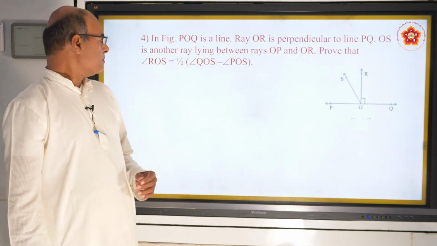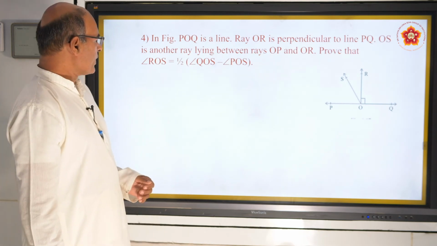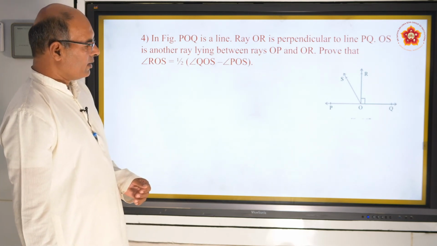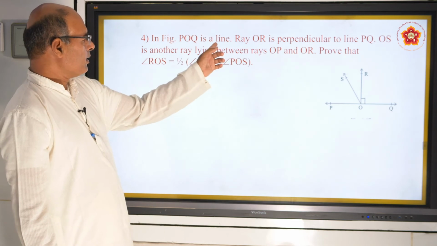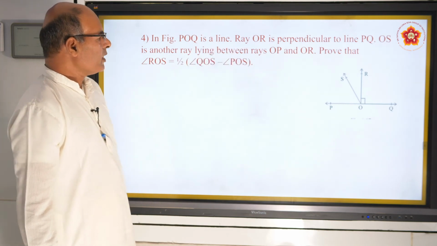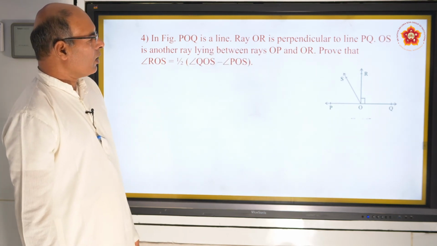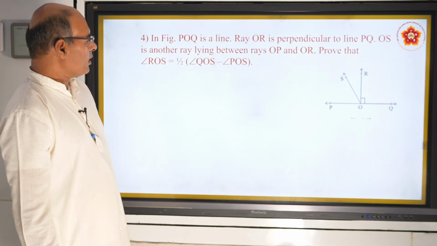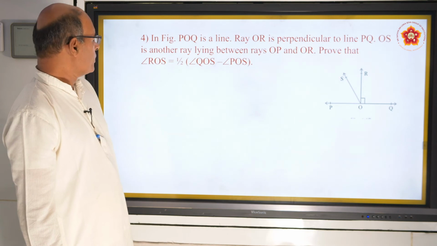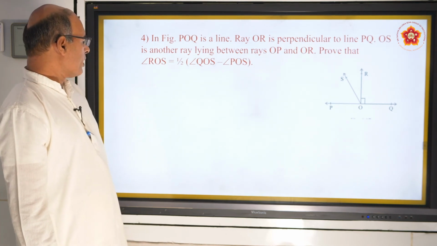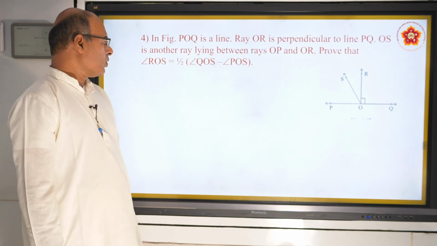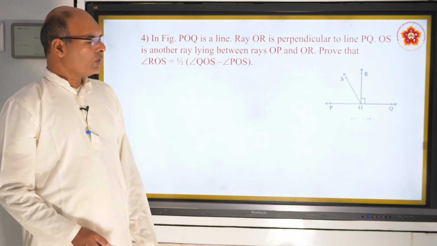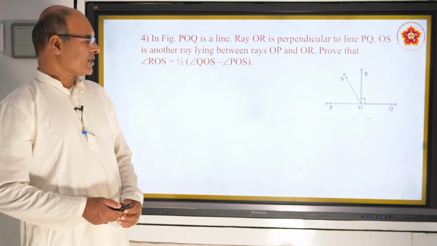The last question. In the figure, POQ is a line. Ray OR is perpendicular to line PQ. OS is another ray lying between rays OP and OR. Prove that angle ROS is equal to half of angle QOS minus POS.